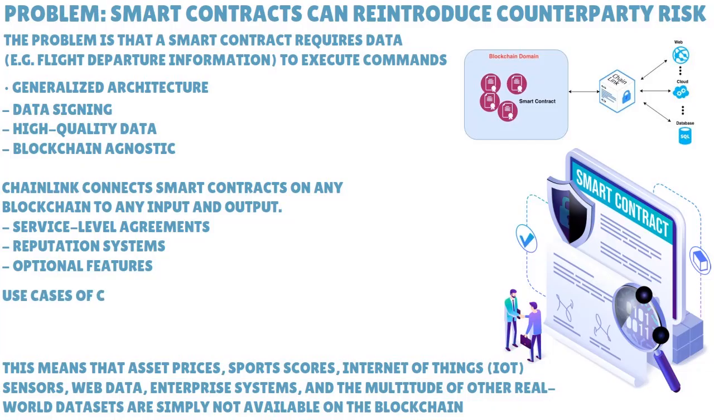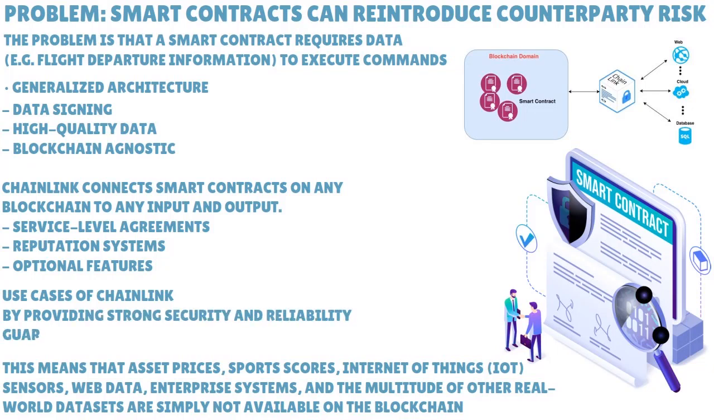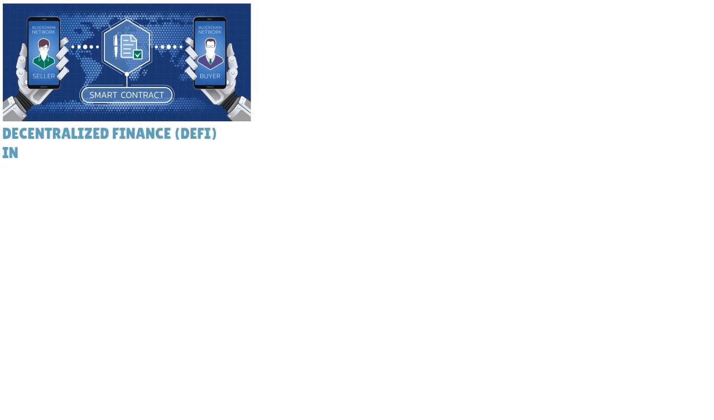Let me talk to you about the use cases of Chainlink. If you think about Chainlink, you have a lot of possibilities. By providing strong security and reliability guarantees on par with the blockchain, more advanced smart contracts are being created using Chainlink oracles. That's kind of cool. So you have DeFi. I think I already spoke about that. DeFi is really important. You have insurance. I spoke about that too.